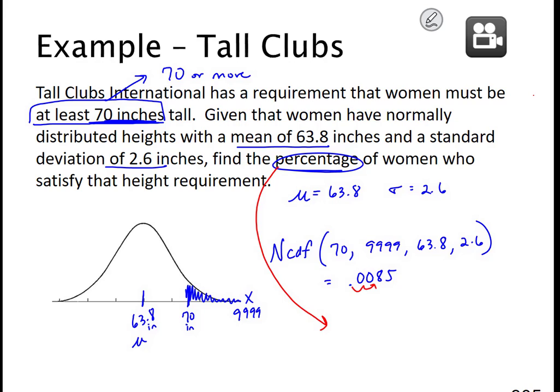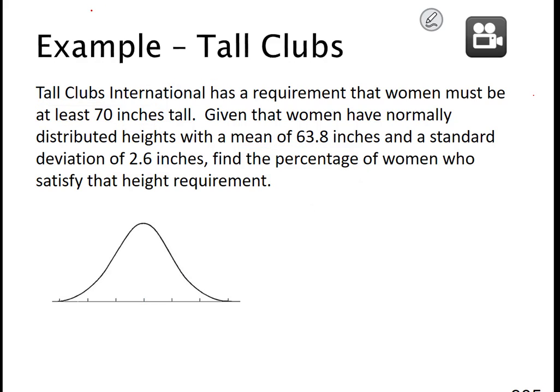Go back and look at your original question that asked for a percentage. Move the decimal 2 places. We still have a really small number, 0.85%, but that makes sense because we know that the number of women who are over 70 inches is going to be a very small number of people, so a small percentage. It also matches with the small section of the graph that you shaded. Let's look at the next question.